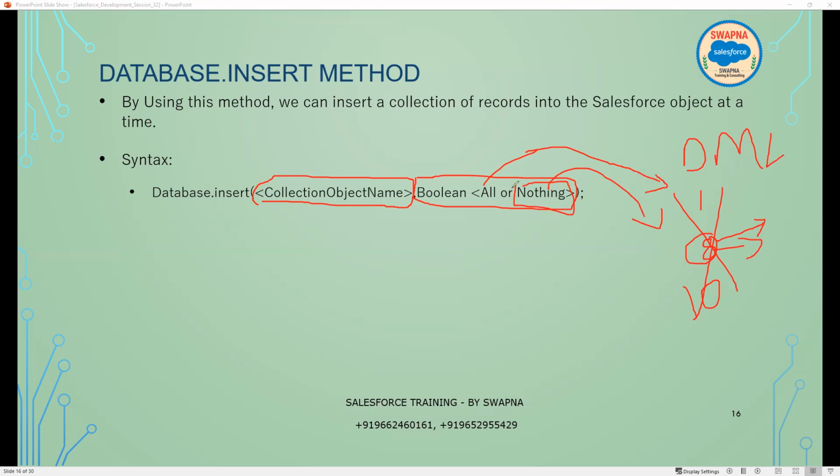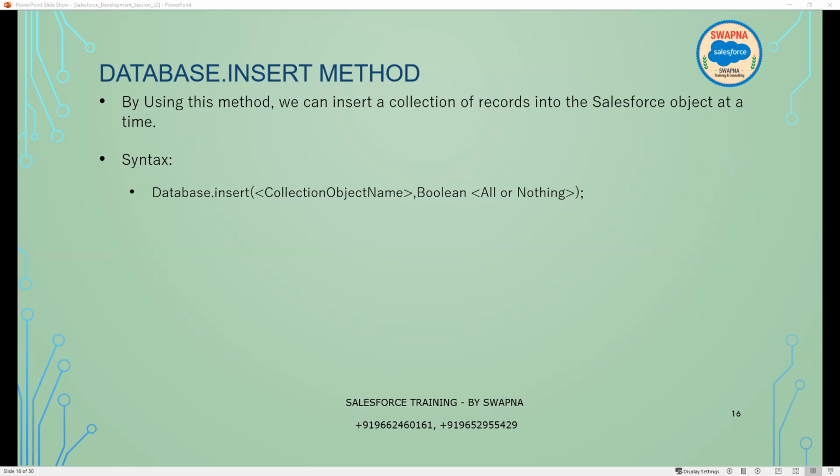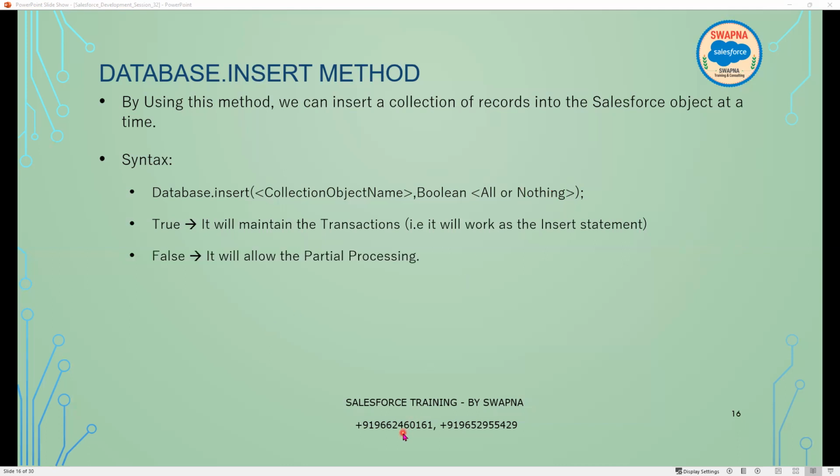Now, in this boolean, all or nothing, the options are true or false. True maintains the transaction and works similar to a DML statement: if one record fails, everything fails. If you specify false, it executes partially. If one record fails, it will skip that record and try to process the rest of the records.